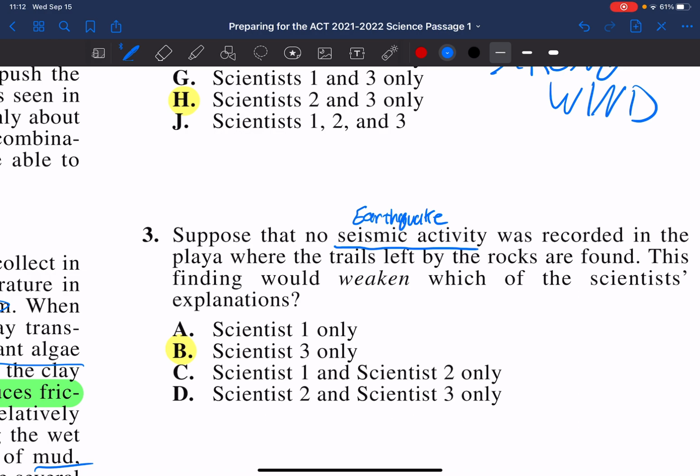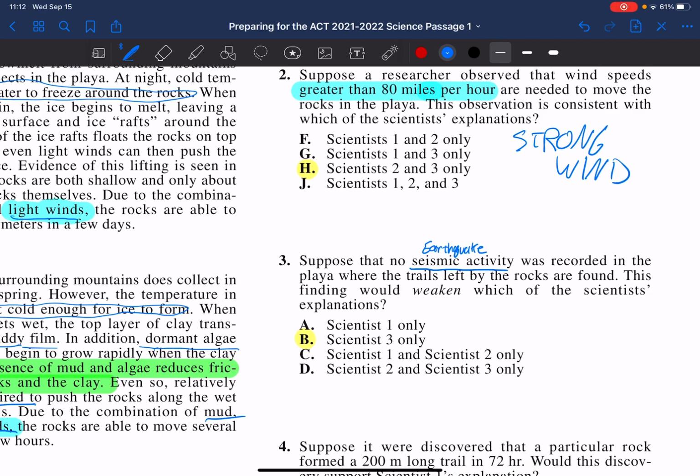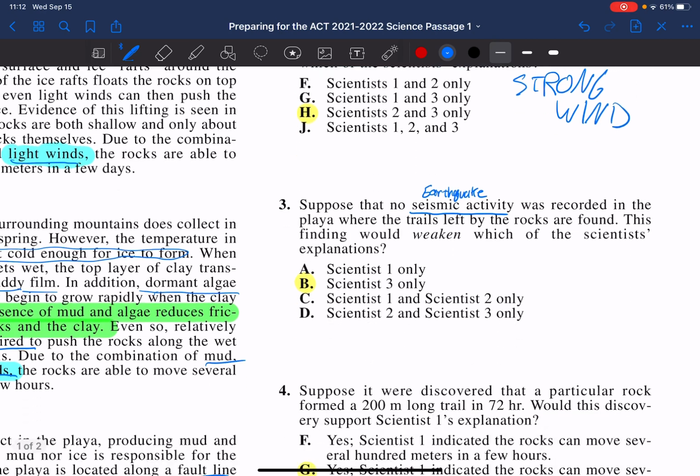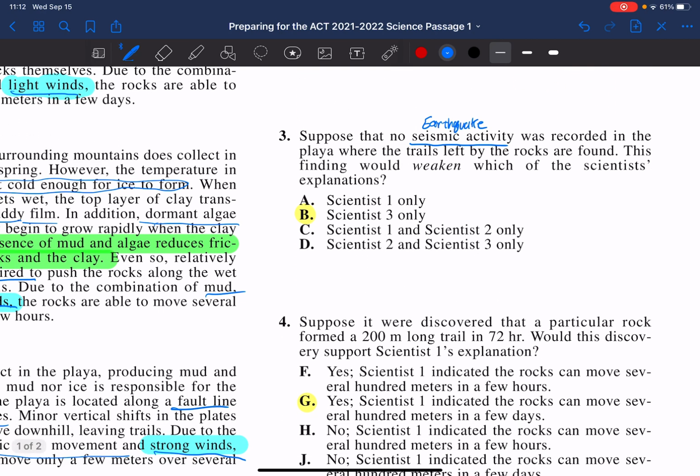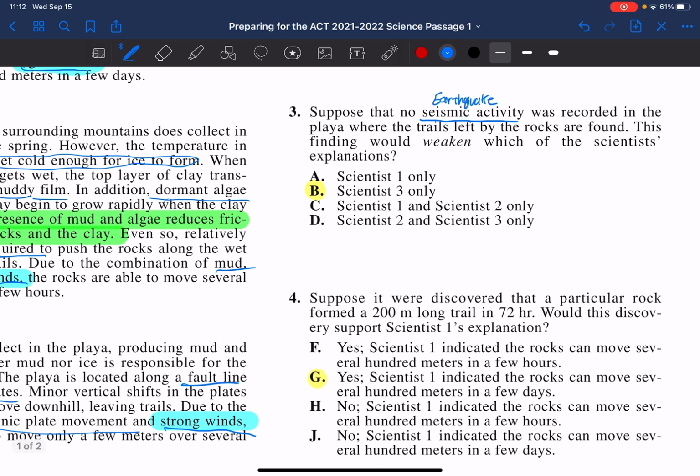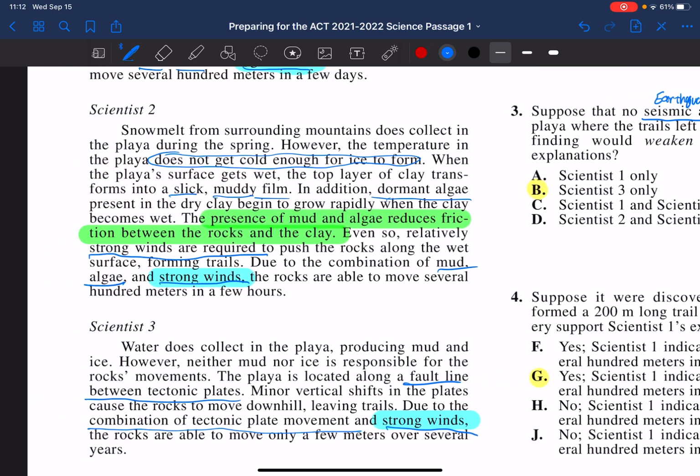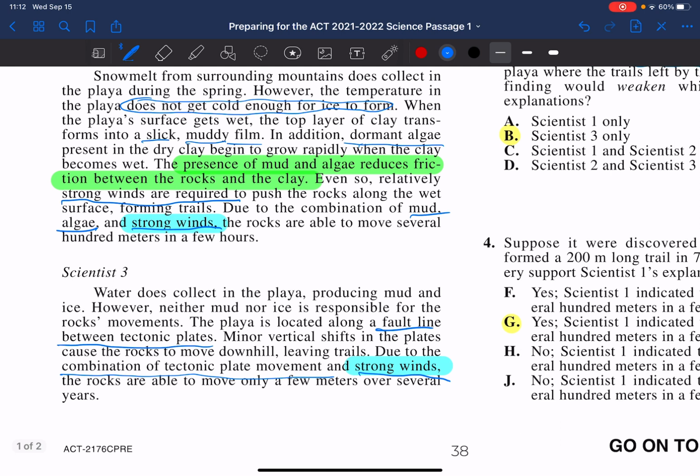Now, here's an example where the exact wording is not going to show up, not like question 1 where the wording was exactly the same. But which scientist talked about seismic activity, earthquakes? Well, that's down here with Scientist 3 because they made mention of fault line between tectonic plates.